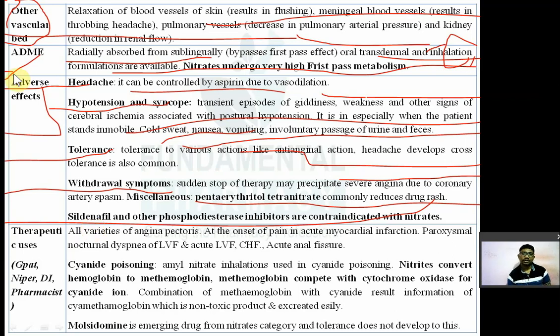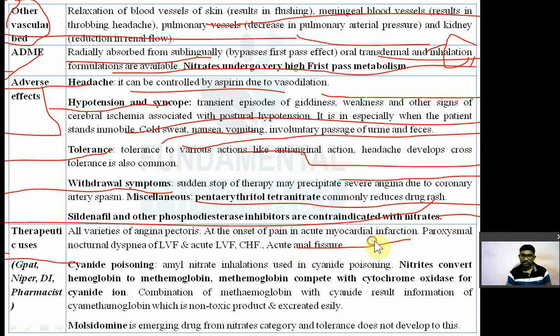What are the therapeutic uses of these drugs? What are the therapeutic uses of organic nitrates? All varieties of angina pectoris, and at onset of pain in acute myocardial infarction. So they are used in all kinds of angina, like stable angina, variant angina and so on. They are also used to relieve the acute pain due to myocardial infarction.